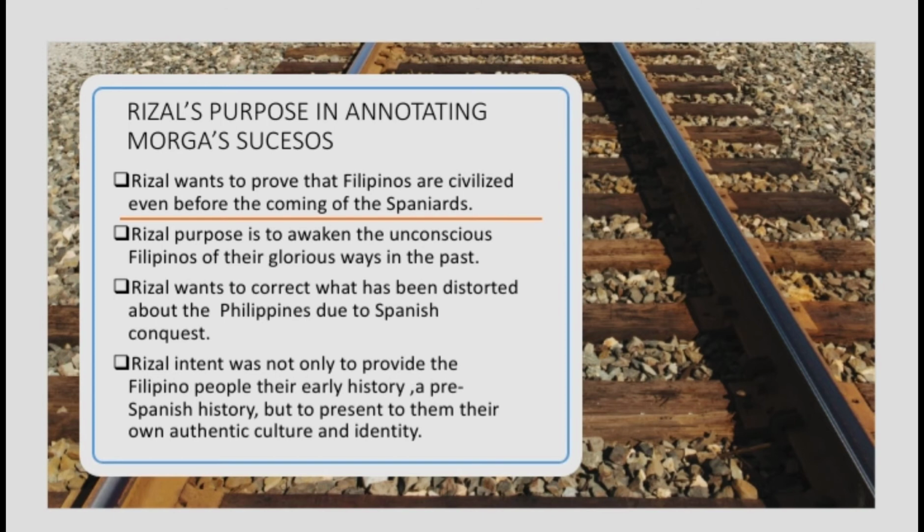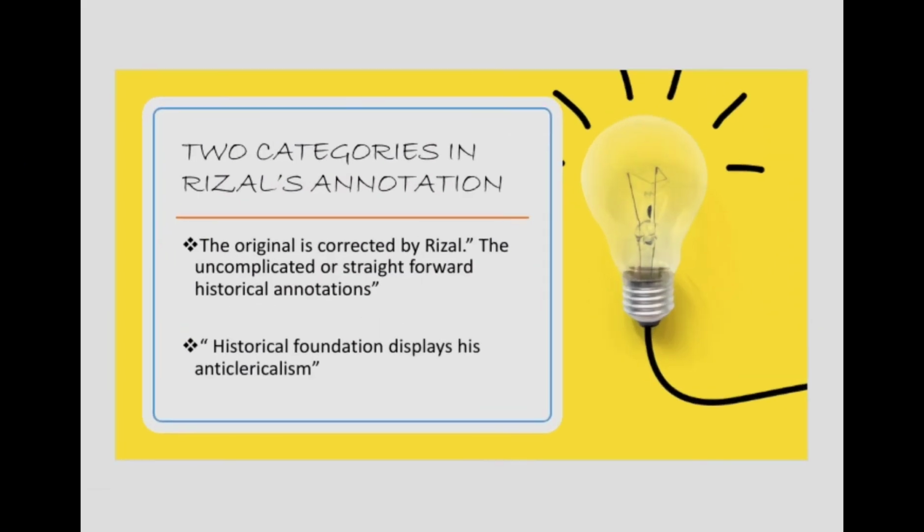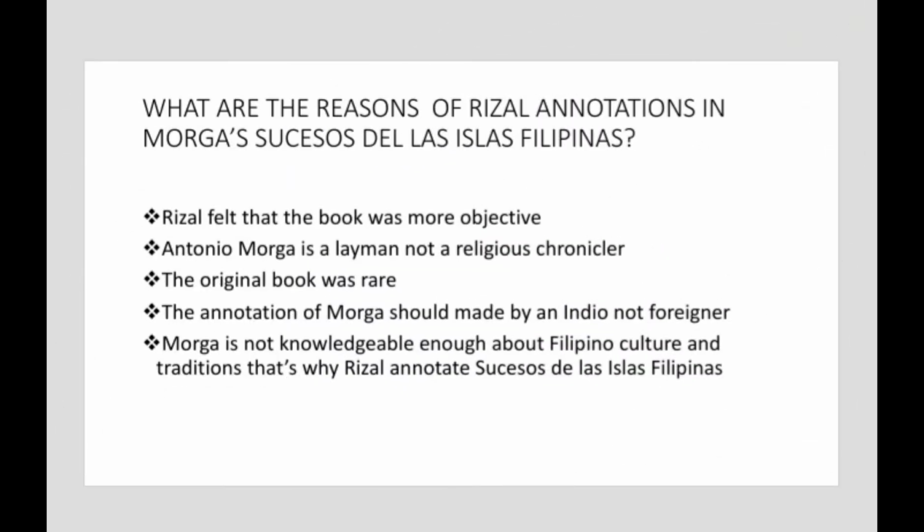So, third, Rizal wants to correct what has been distorted about the Philippines due to Spanish conquest. And then lastly, Rizal's intent was not only to provide the Filipino people their early history, a pre-Spanish history, but to present to them their own authentic culture and identity. And there are two categories in Rizal's annotation. First is the original is corrected by Rizal, the uncomplicated or straightforward historical annotations, and then second, historical foundation displays his anti-clericalism. The reasons of Rizal's annotations in Morga's Sucesos de las Islas Filipinas.